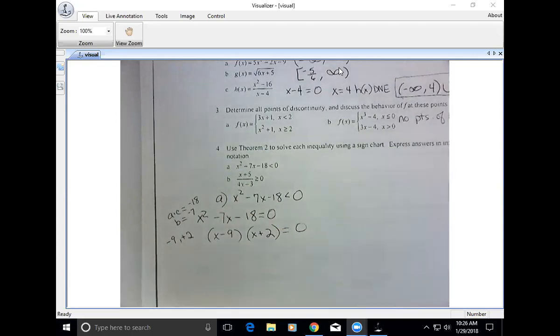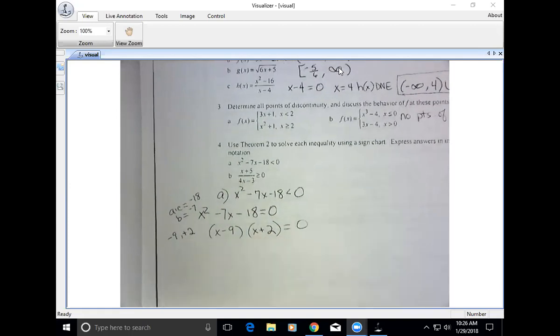You could use FOIL or that box to multiply it back together. We do have it factored right, okay? If I double check, I'm going to get -7x for that middle term, and the -9 times the +2 does give me -18 for the last term.